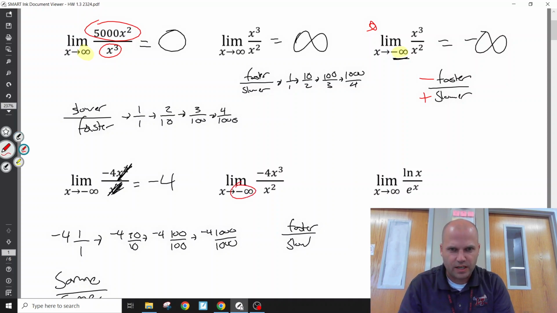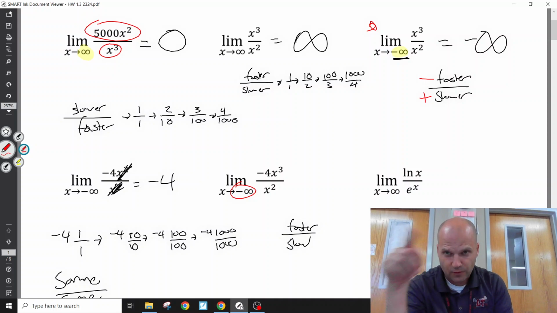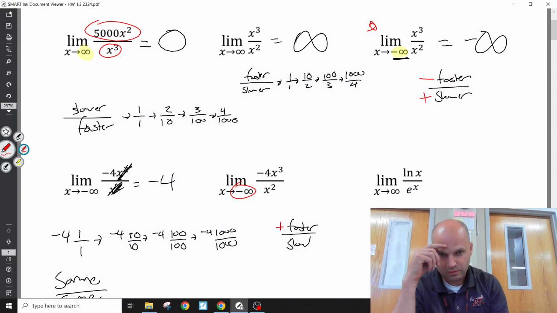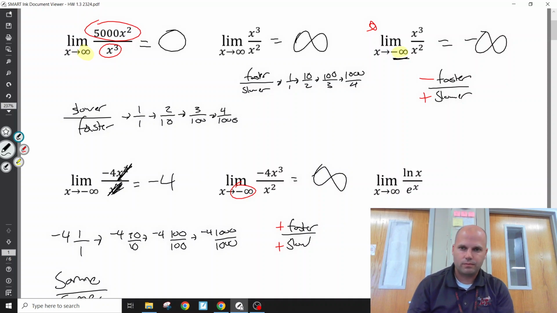I'm plugging in negative infinity. Okay, different than the previous one here. This will be negative 4 times a negative value cubed. That would become a positive value. Negative value squared, positive value. We get a positive infinity. Okay, paying attention to signs, important.